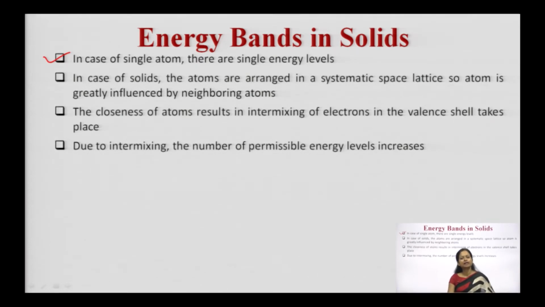the surrounding, neighboring atoms, and the closeness of atoms results in the intermixing of electrons in the valence shell. As much as the atoms are close, there will be an impact, there will be a perturbance, and that will create the overall impact. And because of the intermixing, the number of permissible energy levels increases.